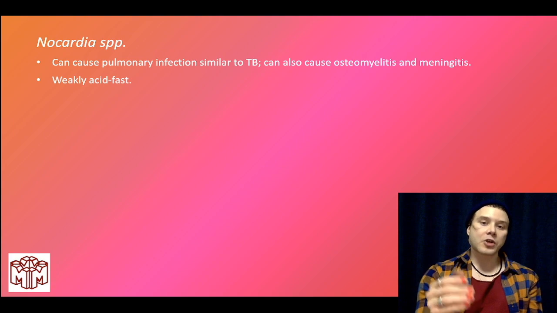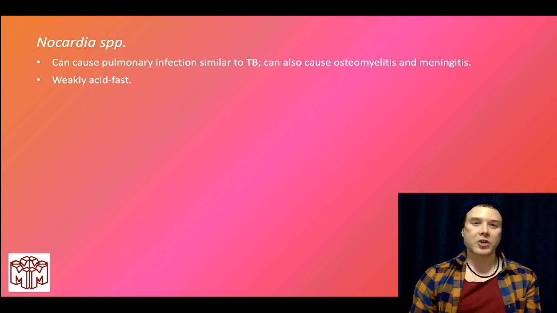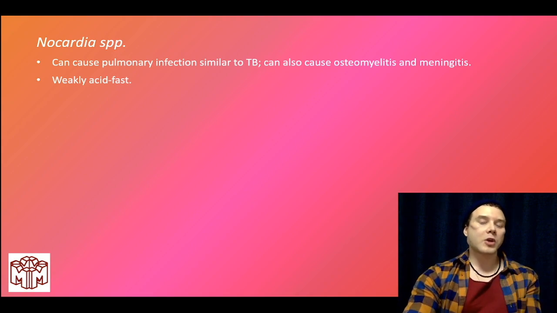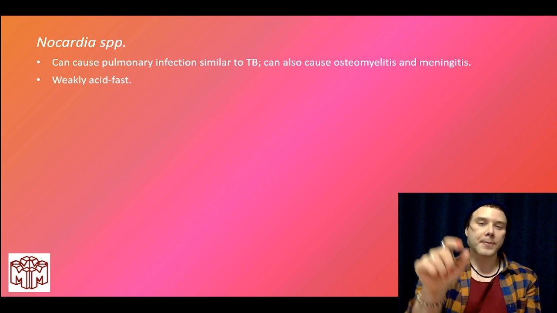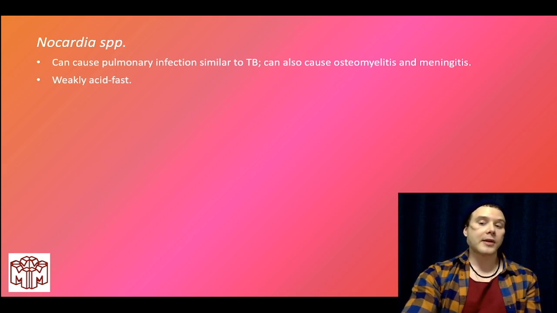They'll show you lots of dots, also with branches. You might say, what am I looking at? Is it a fungus? Is it a bacterium? What am I looking at? But they'll tell you in the question, gram-positive filamentous rod, and show you an image that almost looks like a mix between a fungus and a bacterium. Weakly acid-fast, it can cause pulmonary infections similar to TB, okay? It can also cause osteomyelitis and meningitis.